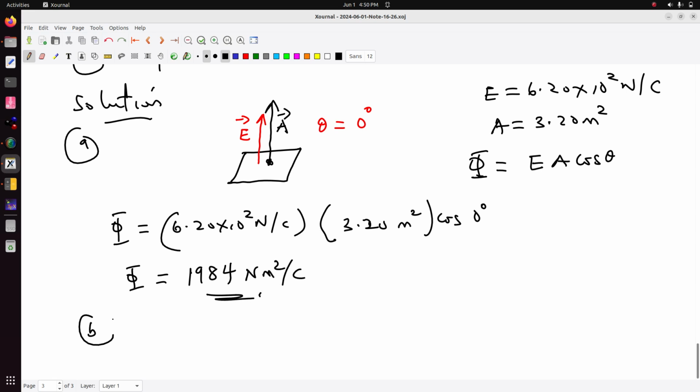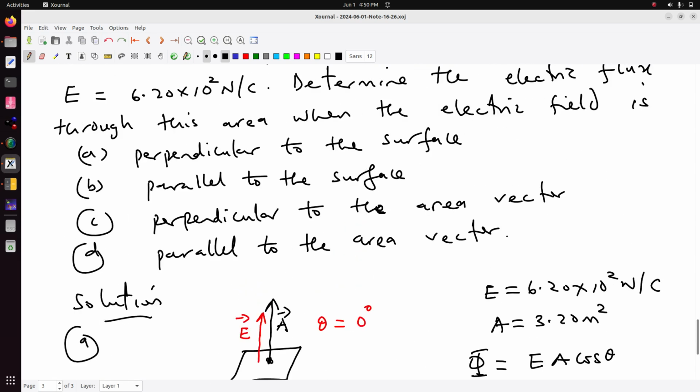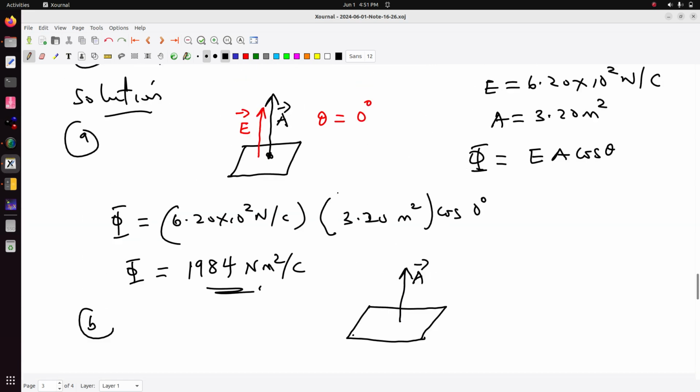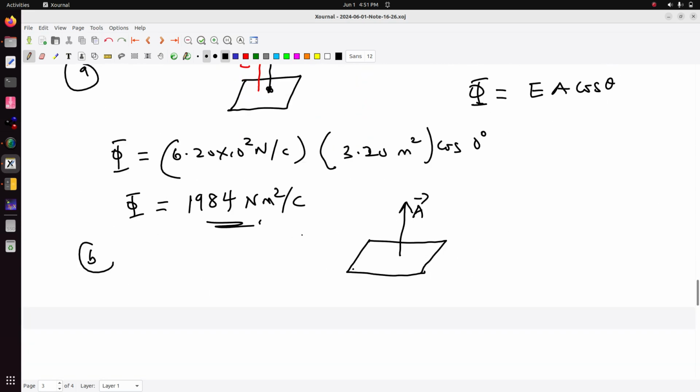Now, the second case, we are told that the electric field is parallel to the surface. So again, let's say this is the surface. Again, the area vector is always perpendicular to the surface. So this is the area vector. But in this case, we are told that the electric field is now parallel to the surface. So this is the electric field. It's now parallel to the surface. So in this case, the angle between the electric field and the area is what?